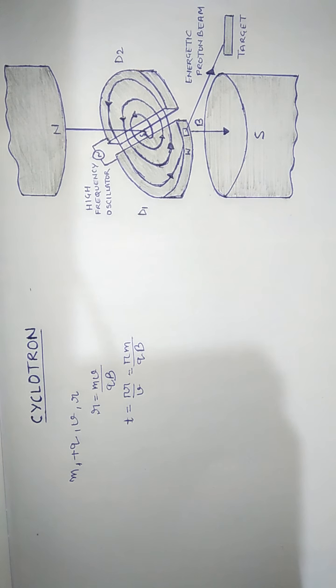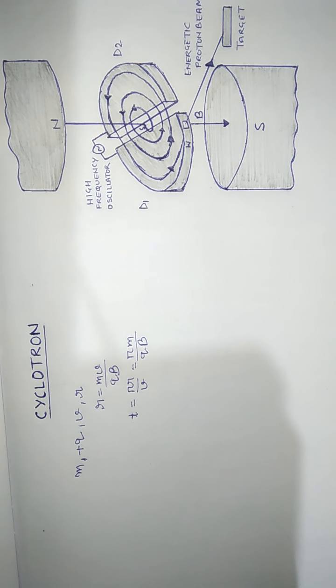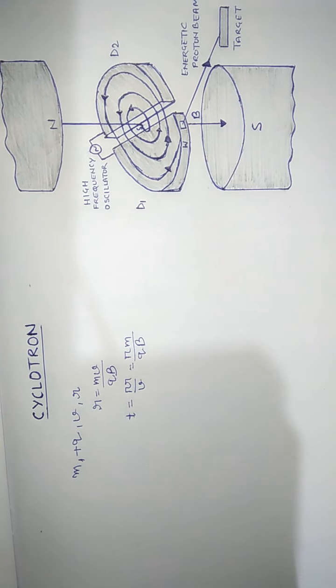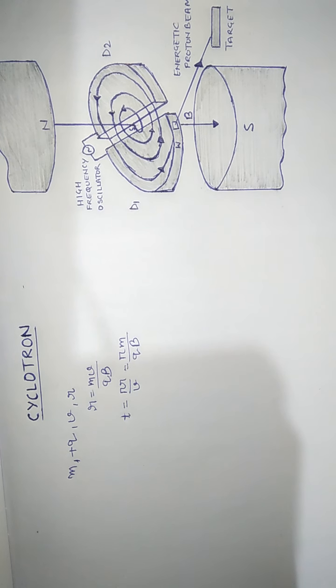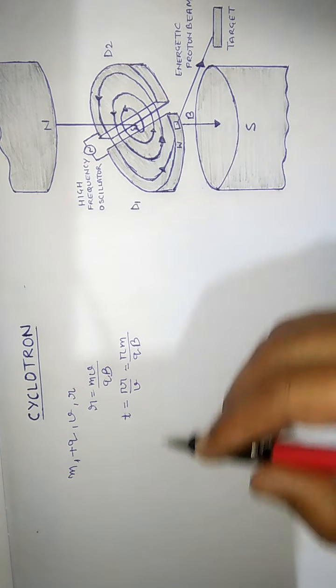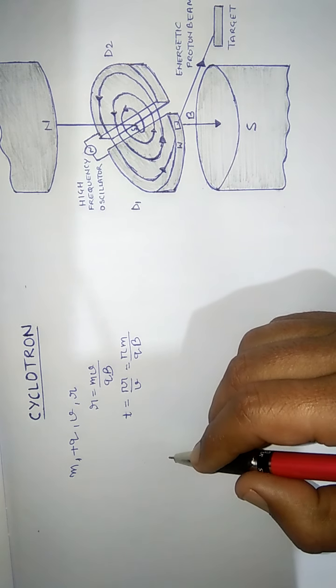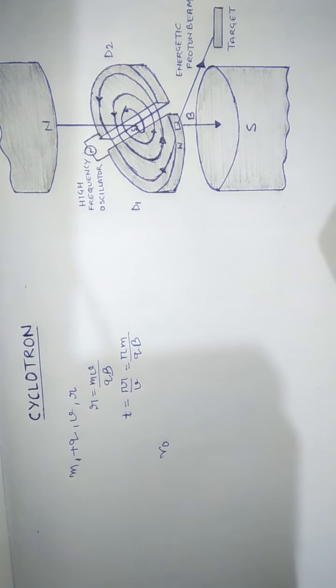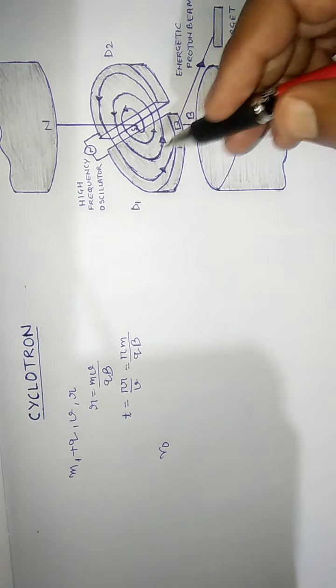Now coming to the resonance condition, the cyclotron operates under the condition that the frequency of the applied potential difference, let this be ν0, must be equal to the frequency of circular revolution of the ion.